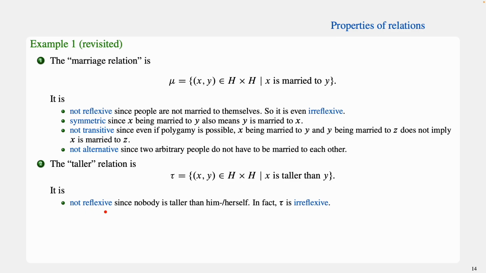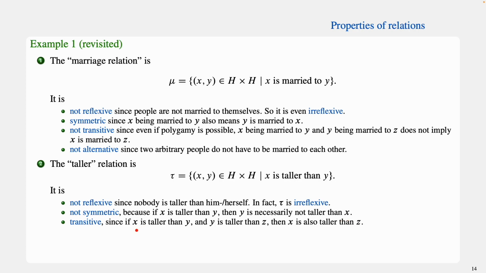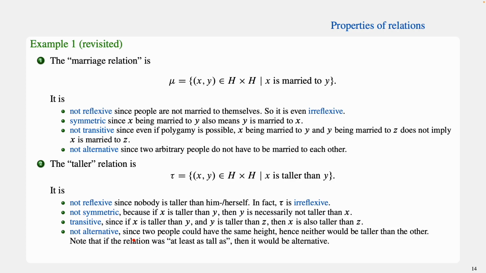Now, this is not reflexive since nobody is taller than him or herself. In fact, as with the marriage relation, tau is irreflexive. It is not symmetric because if x is taller than y, then necessarily y is not taller than x. It is transitive, however, because if x is taller than y and y is taller than z, then x must also be taller than z. It's not alternative since there could be two people which have exactly the same height, so neither one would be taller than the other.